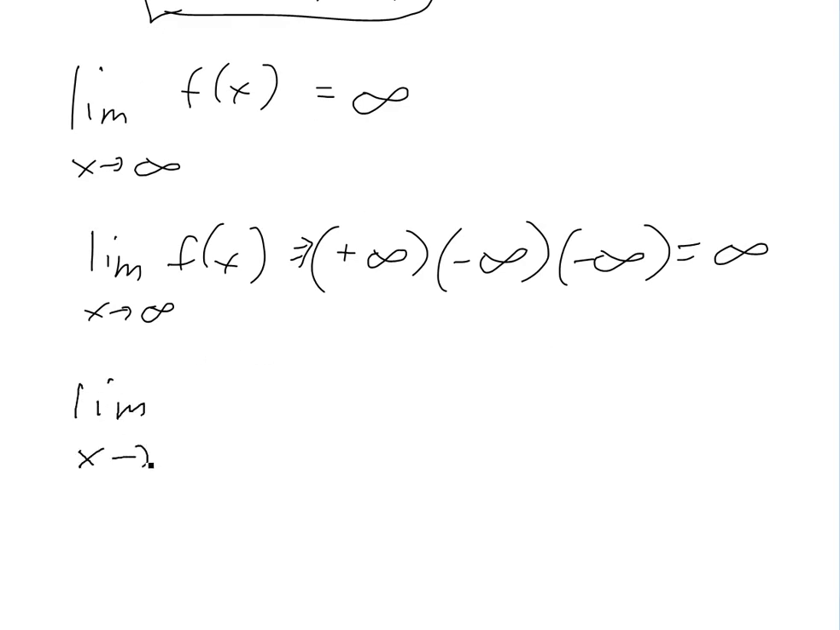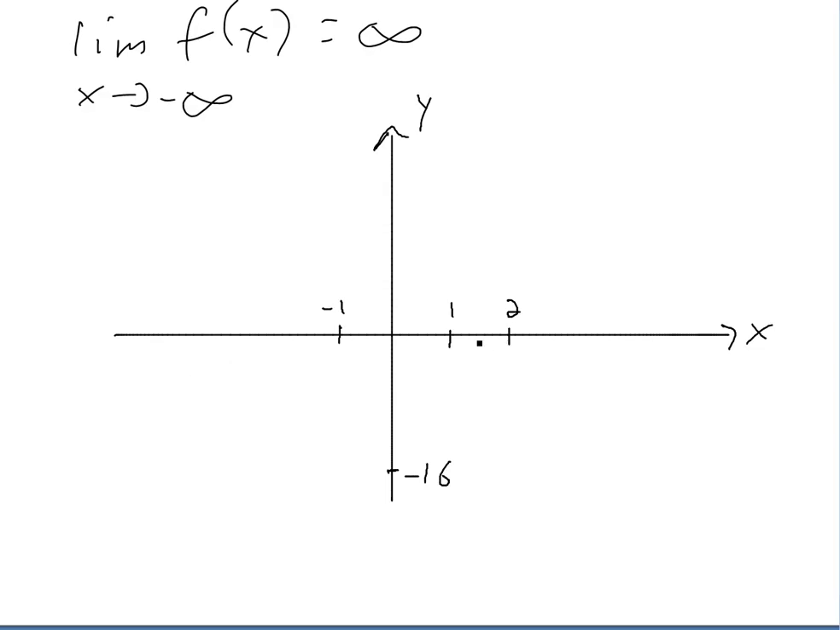We'll just write that down right here: the limit as x approaches negative infinity of f of x is equal to positive infinity. Now if we put it all together, we're going to have a y-intercept here, negative 16. And now we have these negative 1, 1, and 2 x-intercepts. We know that at infinity it's going to go to positive infinity, and at negative infinity it's going to go to positive infinity as well. So we'll just draw something like that.